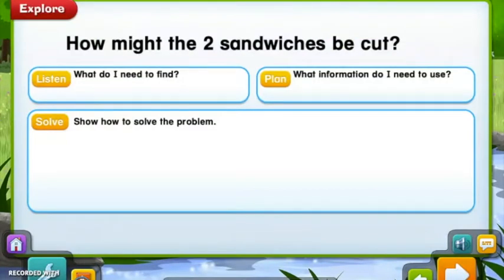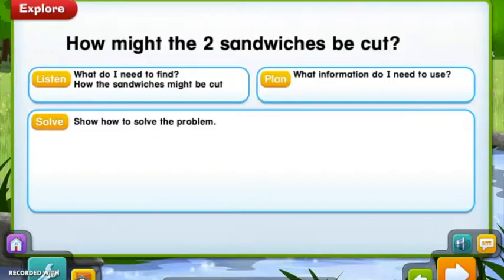There are 2 sandwiches that are the same size. Each sandwich is divided into halves, but the sandwiches are cut differently. How might the 2 sandwiches be cut? Asking questions will help us solve the problem. What do we need to find? All right, so let's see what we need to find. We need to find how the sandwiches might be cut.